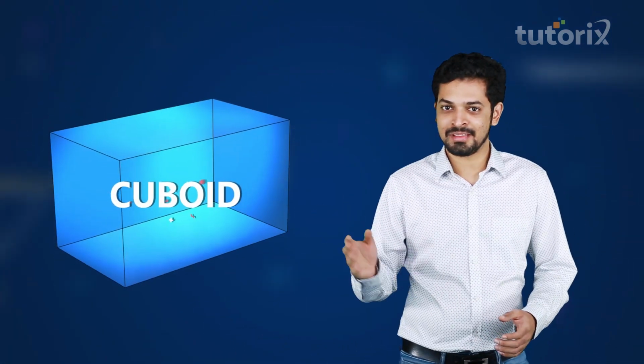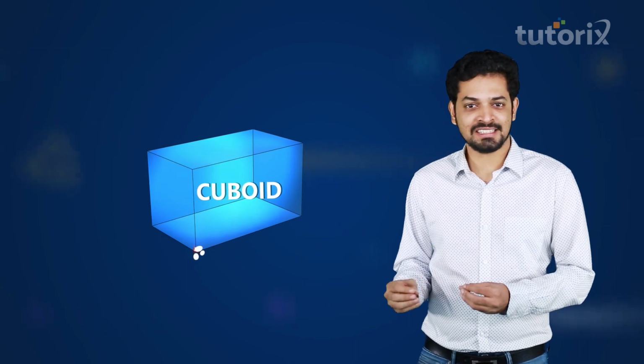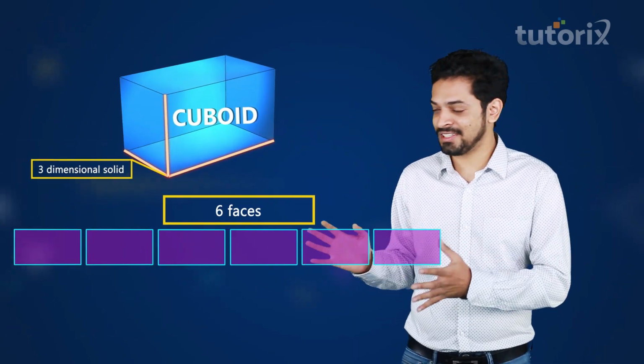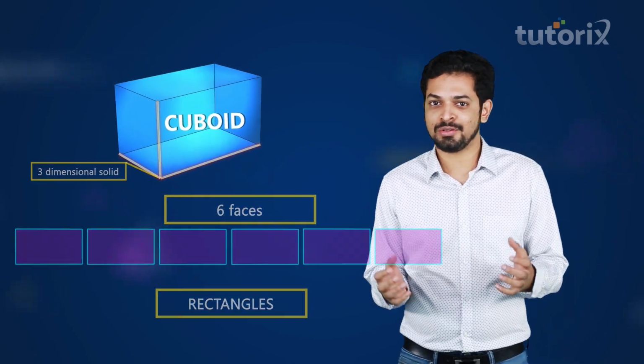Let's start with the most intuitive solid, a cuboid. As you know, a cuboid is a three-dimensional solid with 6 faces, and each of these 6 faces is a rectangle. Now the best example for a cuboid could be this very room that we are standing in, or even a gift box, something like this.